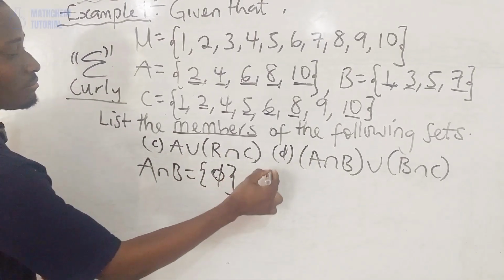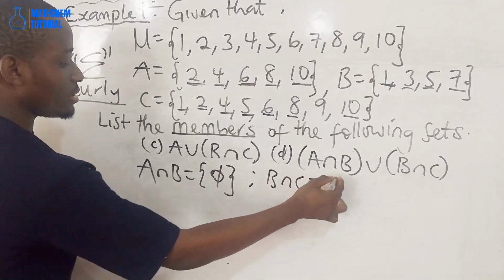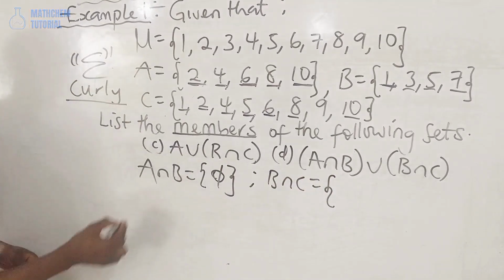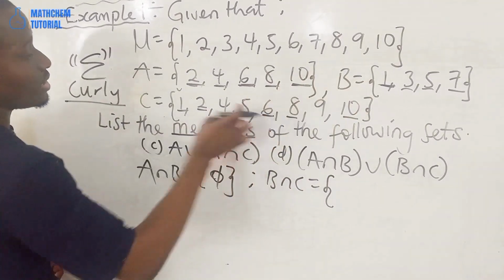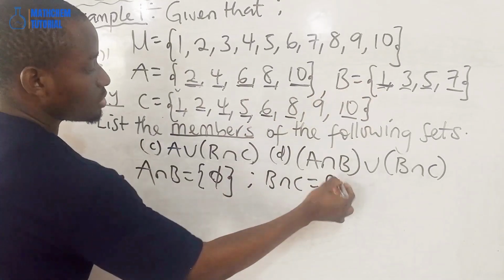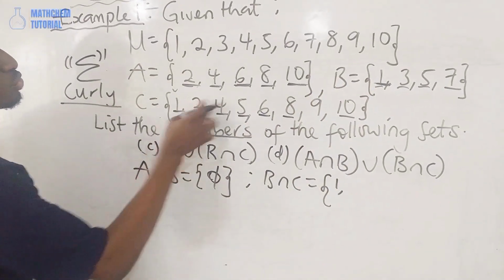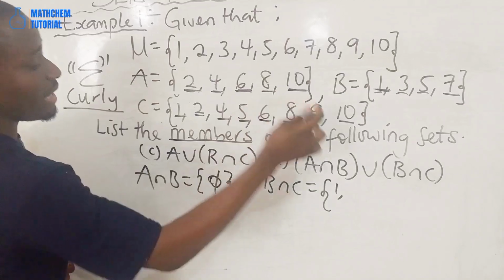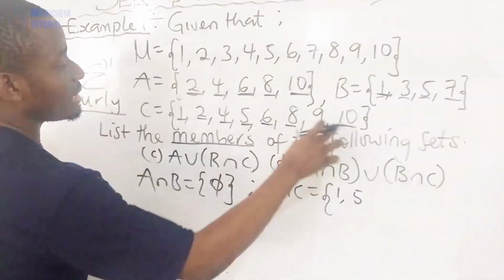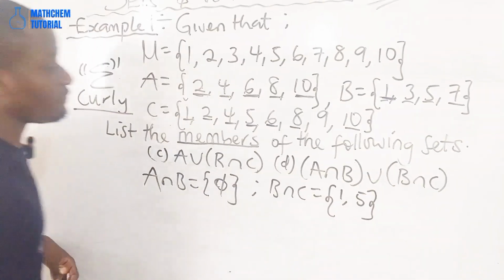Now, what about B intersection C? B intersection C, okay, now let's intersect this and this together. We have 1, 1. So 1 is common for both. 2 is not common. 3 is not there. 5, you have 5 here. And what again? That's all. So we only have 1 and 5.